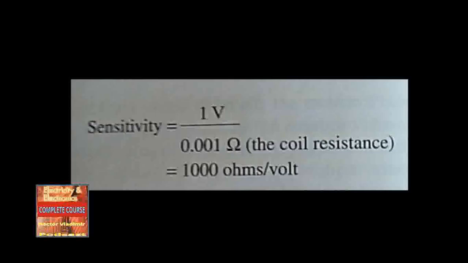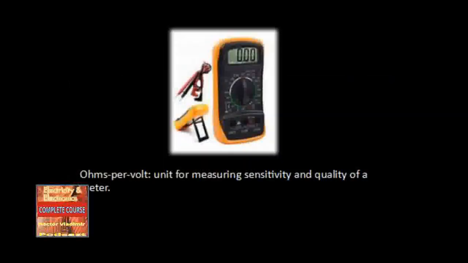For the meter used in the above example, sensitivity equals 1 volt divided by 0.001 amps, which is the coil current, or equals 1000 ohms per volt. The sensitivity of a meter can be used to gauge the meter quality. A quality meter has a sensitivity of at least 20,000 ohms per volt. Precision laboratory meters measure as high as 200,000 ohms per volt.